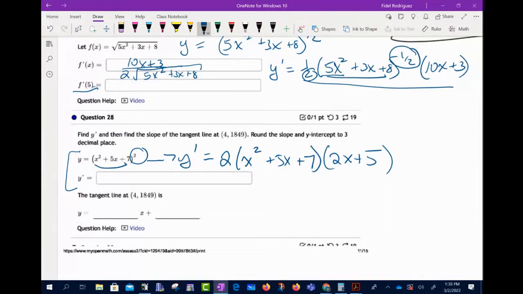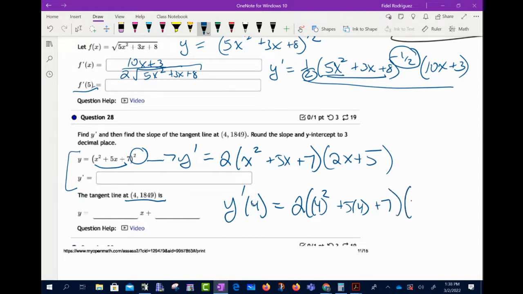Just the first step, yeah. So there's my y prime, right? Question, how would we do the second piece here? What would be the first step in doing the second part? Plug in the 4, right? So we'd find y prime at 4. So that would be 2, 4 squared, plus 5 times 4, plus 7, 2 times 4, plus 5. So this would be, that's 16, 20, and 7. That's 8 and 5, which is 13.